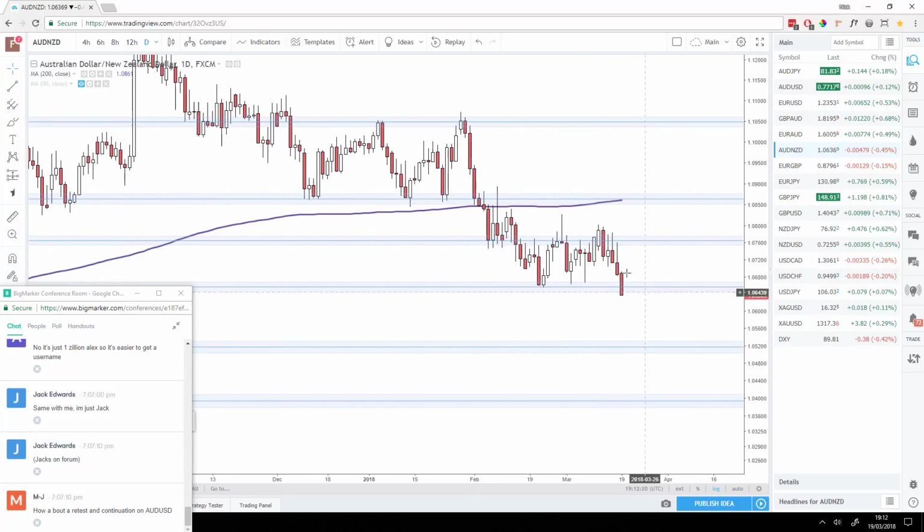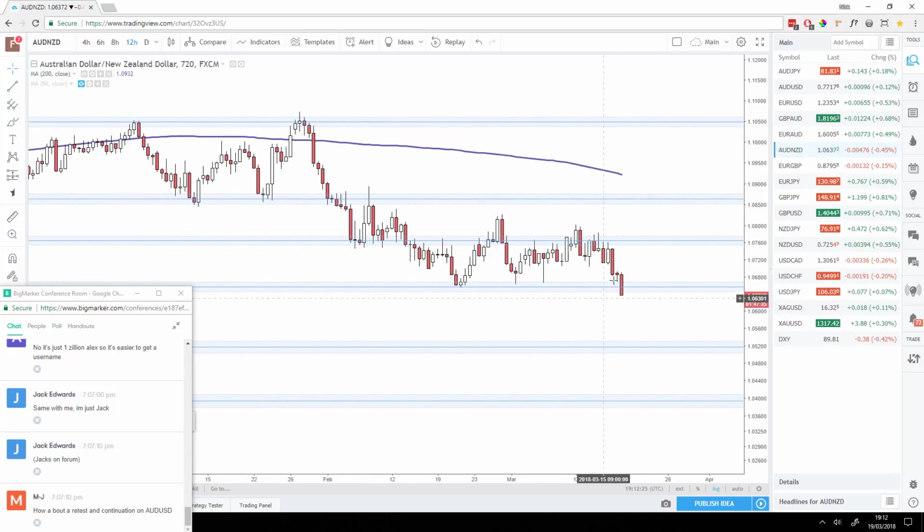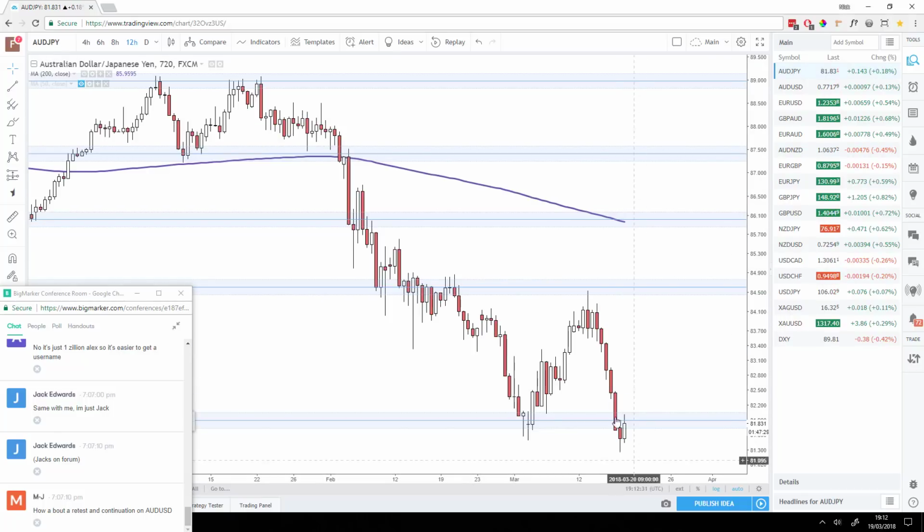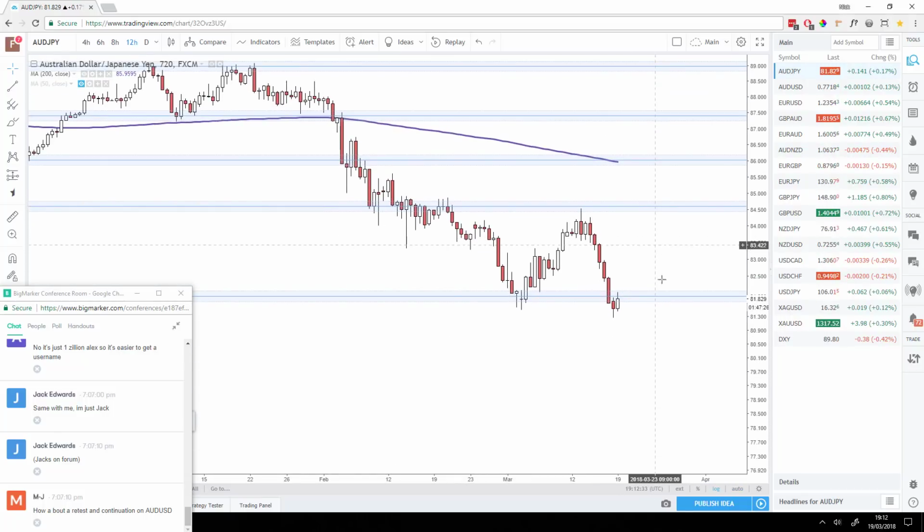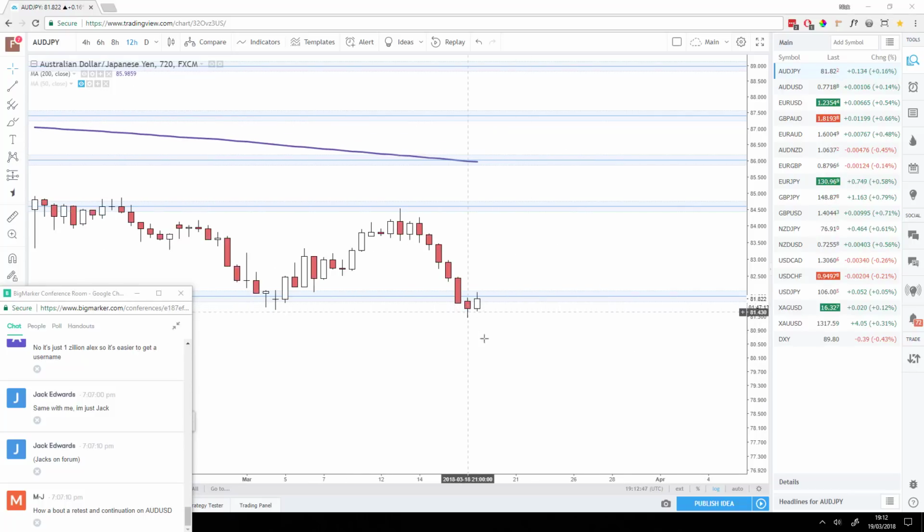AUD New Zealand pushed down to this support area. Looks like it's breaking below it. But as always with support areas, just a clear example of this from AUDJPY. If you were looking at AUDJPY two candles ago, when this candle was forming, and this candle was all the way down here, you would have said, oh, it's broken support. But that's not the way support works, because price often pulls back up, and then you get something like this.